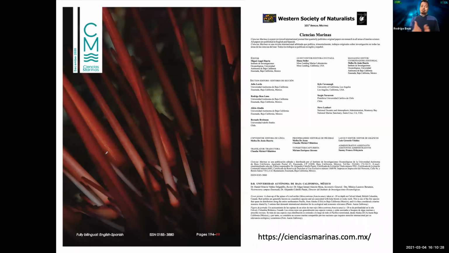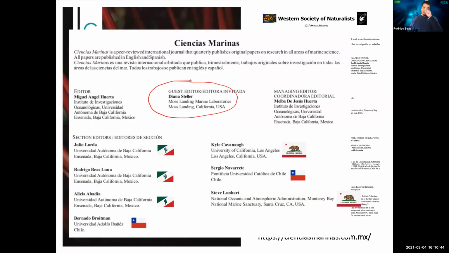One of these examples of coordination is, like Dai said, this special number of the Ciencias Marinas magazine. All the papers were published both in Spanish and in English, and they were led by the editorial board, specifically La Jefa, Diana Steller, who was very important for this to happen. But what I want to highlight here is that there are these Californians, Steve and Kyle, and there are the Baja Californians, Julio, Alicia, and I. But there's also these two, Bernardo and Sergio, from our sister system in Chile. And so I hope that during this talk, we can spark a bunch of cool new ideas on how these collaborations can bring all these cool experiences and adventures.